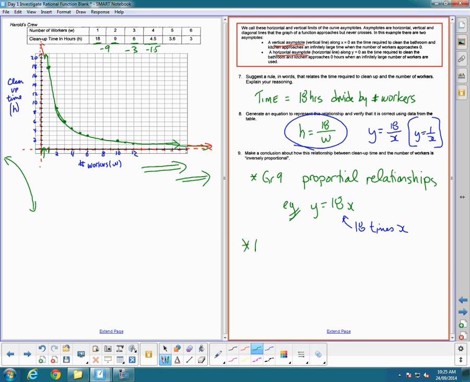Well, now we're going to start to look at inversely proportional relationships. So the example we see here is 18 over x, and it's 18 divided by x.